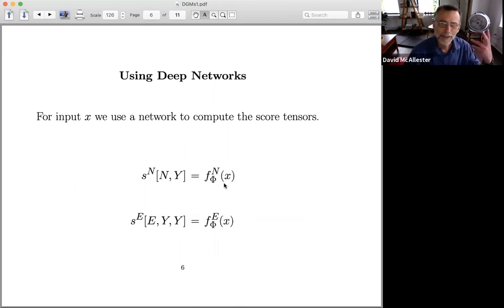Say we're doing semantic segmentation for images, then X would be an image. We're going to take an image in, and given that image, we're going to have a function, a deep network, that for each node and each label computes a score for that label at that node. And the same thing is going to happen for the edge tensor. We take the image in, and for each edge in our graph and each pair of labels, we get a score for that edge and that pair of labels.